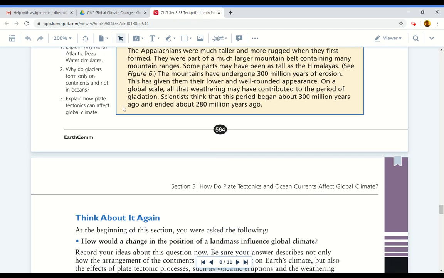The Appalachians were much taller and more rugged when they first formed. They were part of a much larger mountain belt containing many mountain ranges. Some parts may have been as tall as the Himalayas. The mountains have undergone 300 million years of erosion. This has given them their lower and well-rounded appearance. On a global scale, all that weathering may have contributed to the period of glaciation. Scientists think that this period began about 300 million years ago and ended about 280 million years ago.